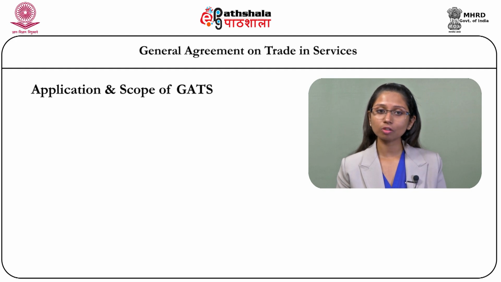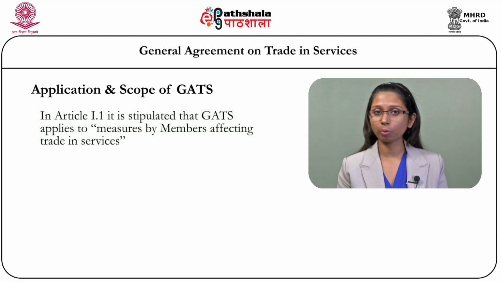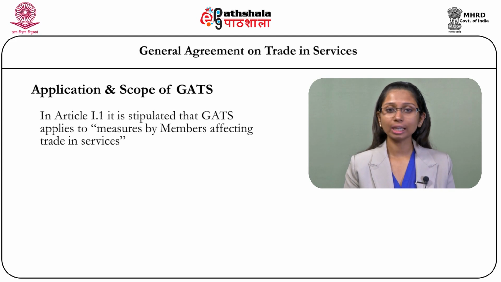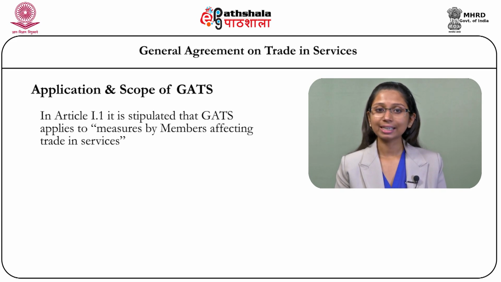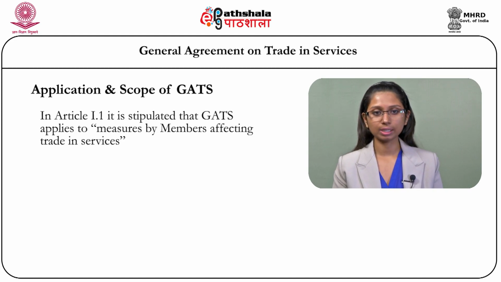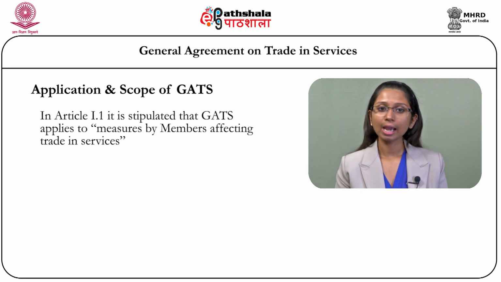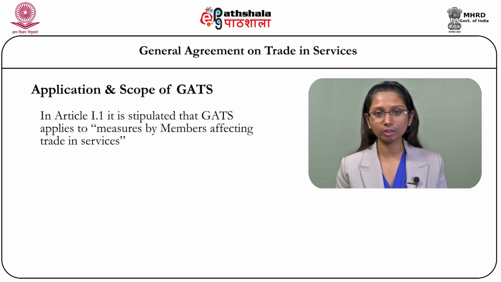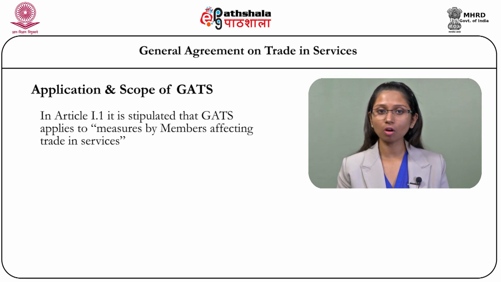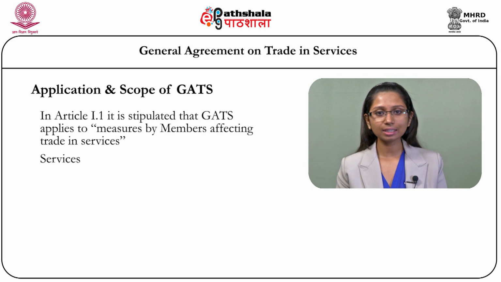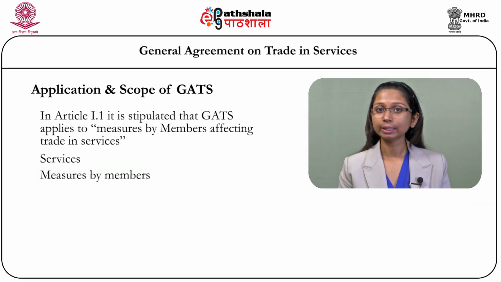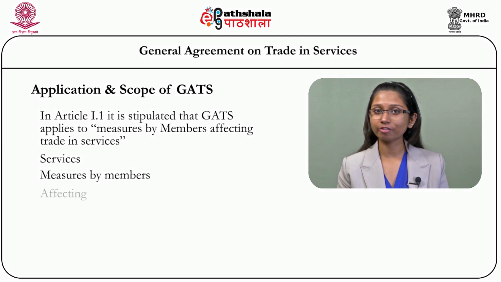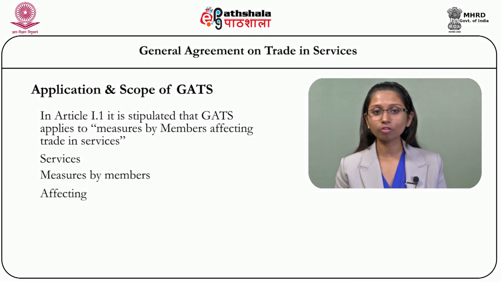Now, here the analysis of Article 1.1 of GATS becomes important, as 1.1 of the text of GATS agreement states that GATS applies to measures by members affecting trade in services. Now, this definition has been divided into 4 parts, and the understanding of each of these 4 elements of GATS becomes very relevant. First, we look into the meaning of the term services. Second, measures by members. Third, the nature and scope of the word affecting. And last, the meaning of trade in services.